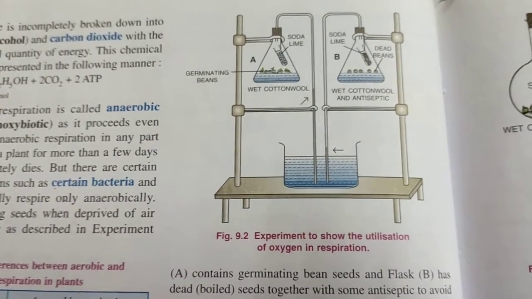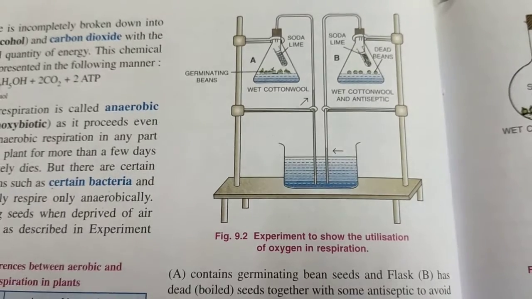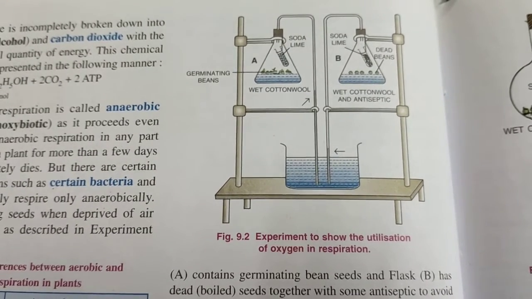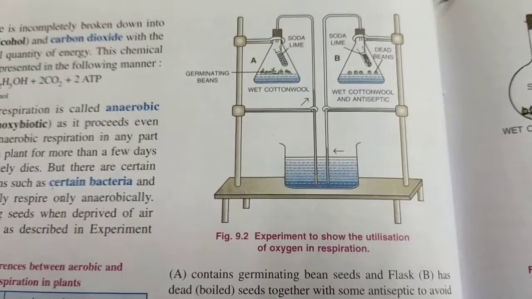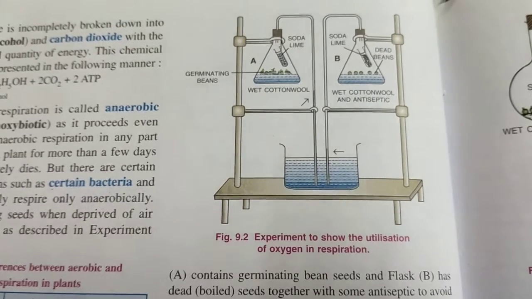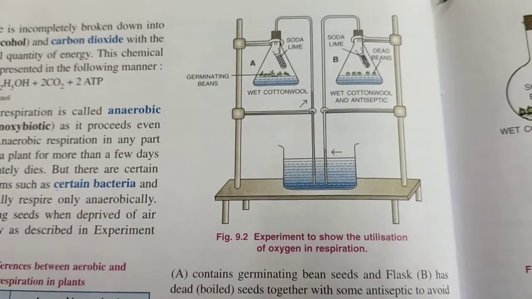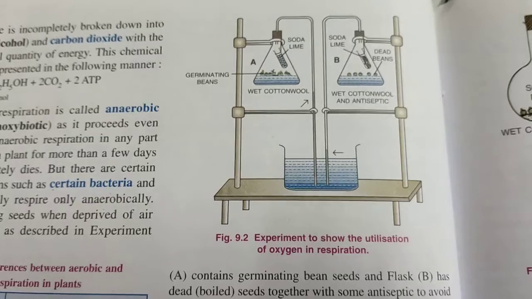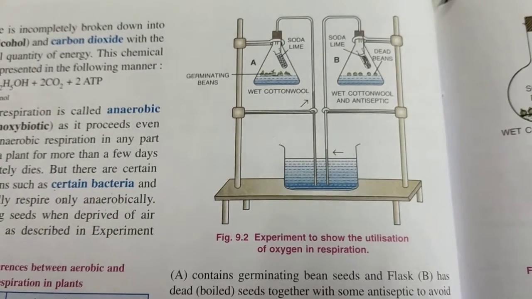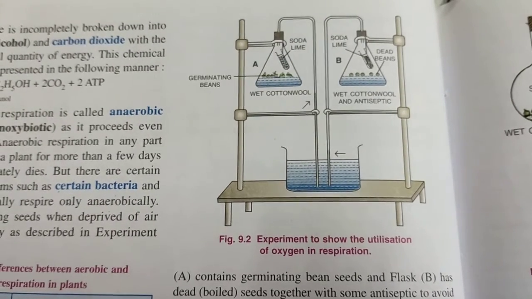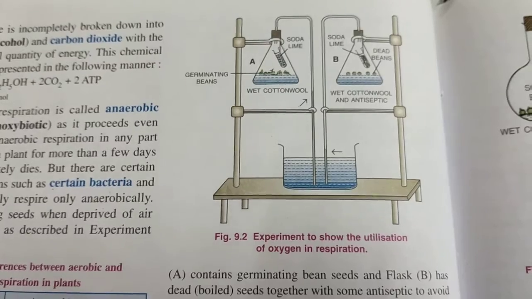After a few days, the delivery tube connected with flask A will show a greater rise in the water level. When a burning paper is introduced into each flask after removing their corks, the flame is immediately put off in flask A, but it continues for a short while in flask B.